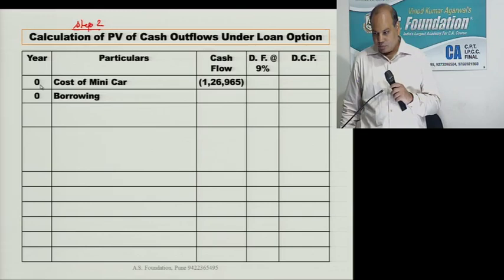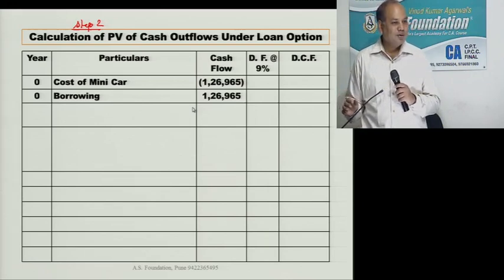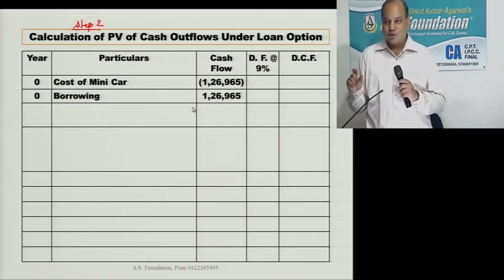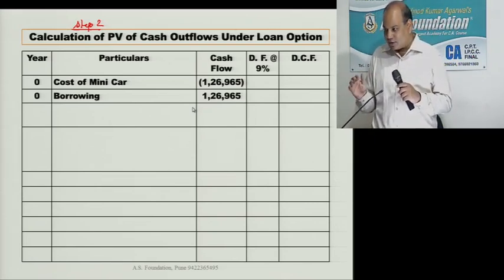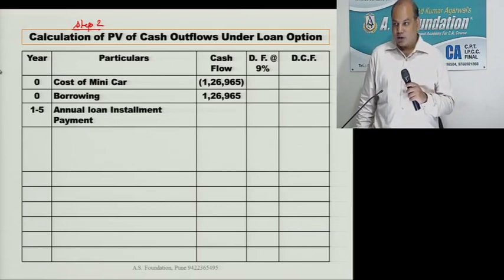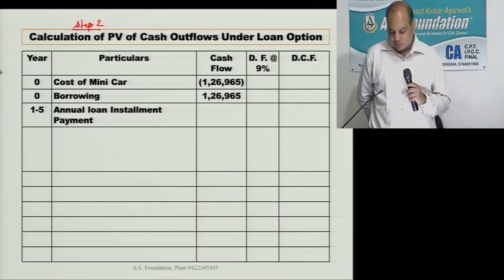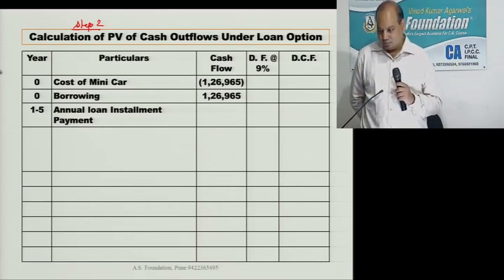Year 0, borrowing, same amount. In case if you are running short of time in the exam, then these two lines can be avoided if both are equal. If they are not equal, then write both. For example, in that bulldozer problem, the two figures were different, but here it is same. So maybe you can avoid it if you are running short of time. Then 1-5 write down annual loan installment. In bracket write step number 1. Go to step number 1. Check how much amount you had calculated.